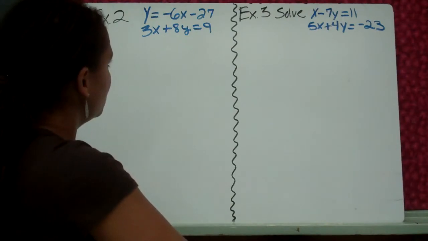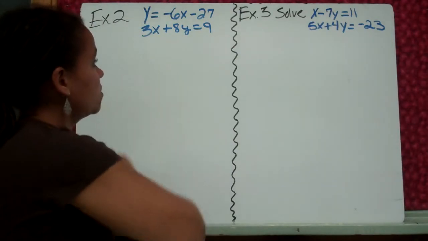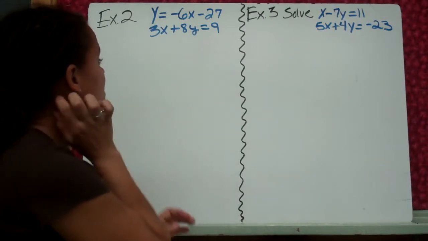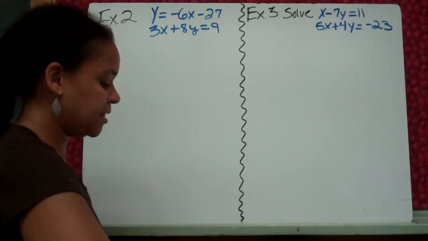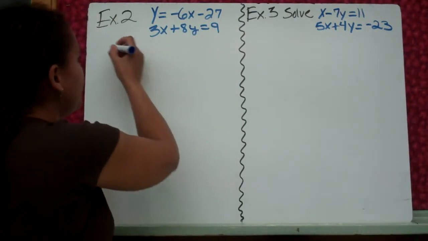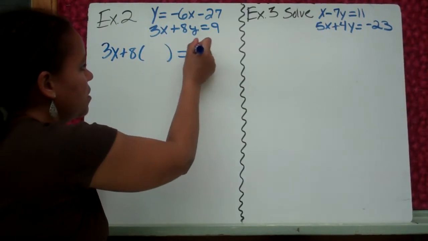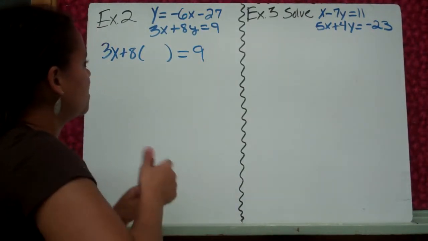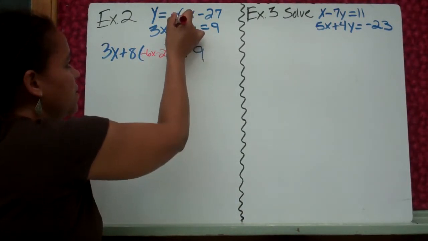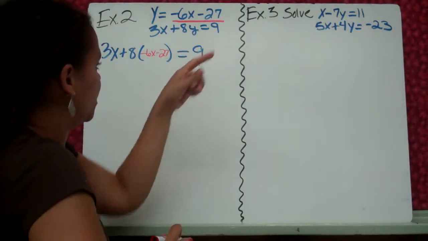Example 2. This one is already solved for us. That's a nice one as well. The first one already has the equation solved for y, so we're going to substitute it in. Where we see a y in the second equation, we're going to put in negative 6x minus 27. So I'm going to have 3x plus 8 times, no more y, equals 9. I'm substituting in negative 6x minus 27. This comes right from here. So I've replaced that y with what y actually is.